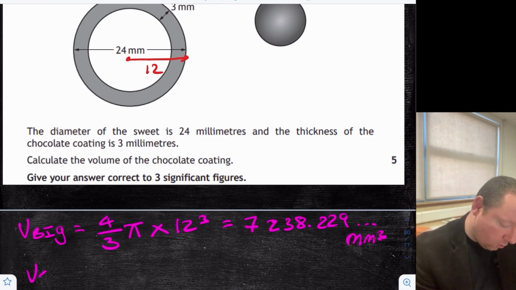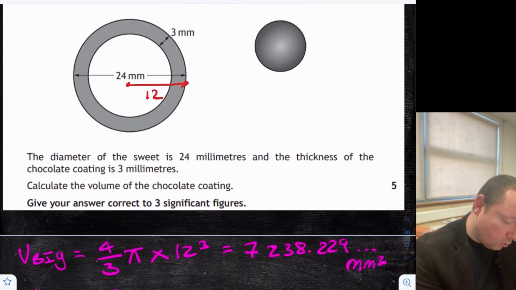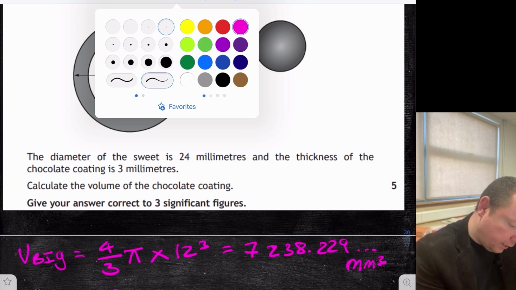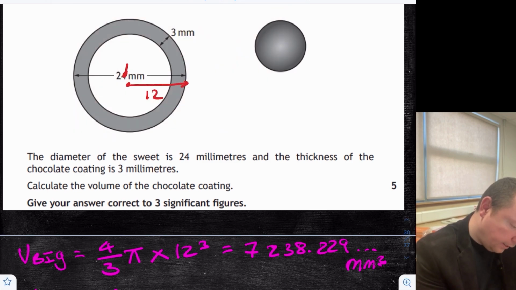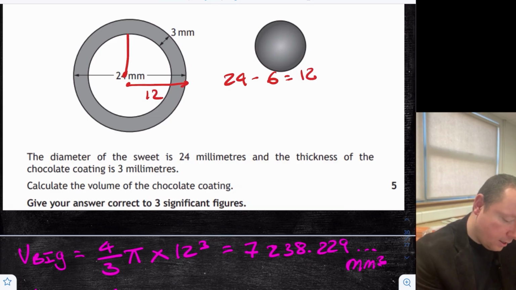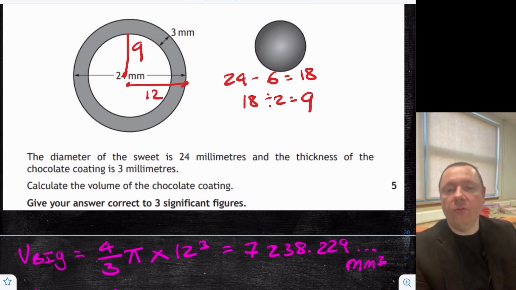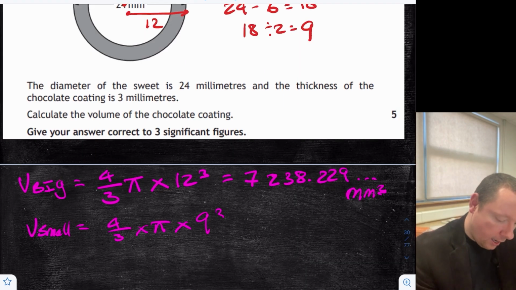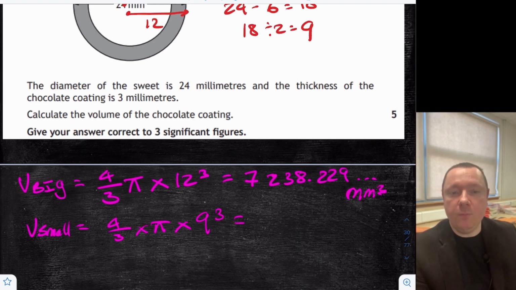Now the volume of our small sphere is 4/3 times pi, and the radius of a small sphere, well, let's do a bit of maths up here. So I need to go from the middle to here. Now we already know that this bit is 24, but the coating is 3. So if I take away 6, 3 from either side, 24 minus 6 is equal to 18. 18 divided by 2 for the radius is equal to 9. So it's 4/3 times pi times 9 cubed. In a calculator, we get 3053.628.